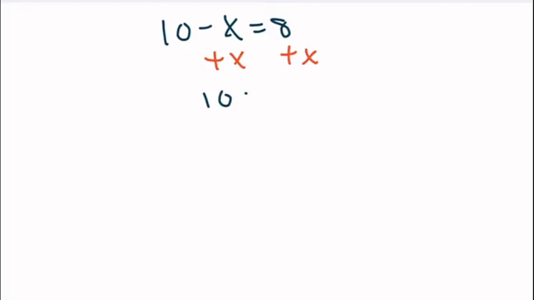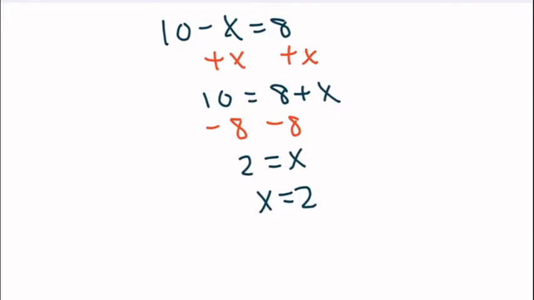How about 10 minus x equals 8? So this time the x is negative, and we want a positive variable. So we're going to add x on both sides first. So that's just going to equal 10 equals 8 plus x. And now since we want to isolate the variable, we're going to subtract 8 from both sides. So that's going to be 2 equals x, which is the same thing as x equals 2 because of the commutative property. So to check, we do 10 minus 2 equals 8, and 8 is equal to 8.